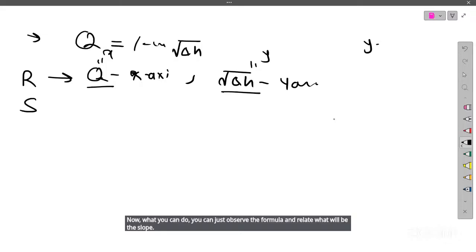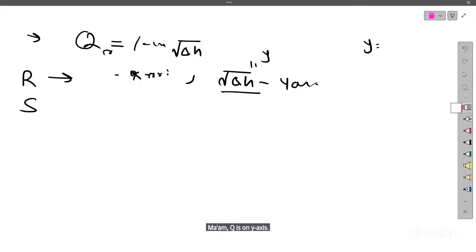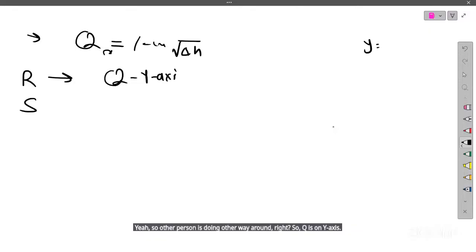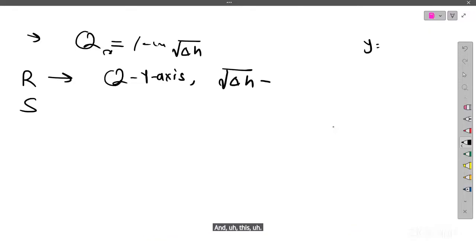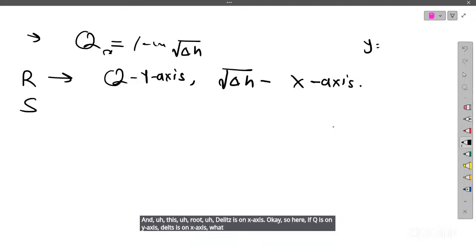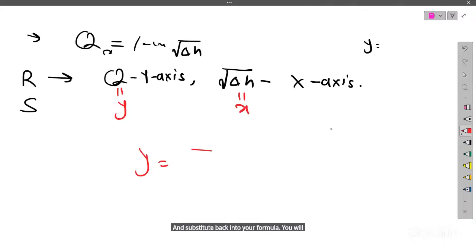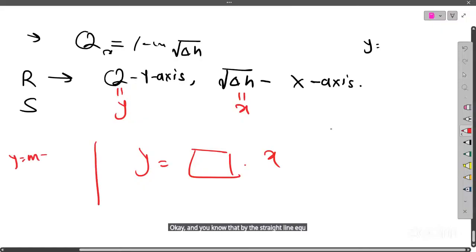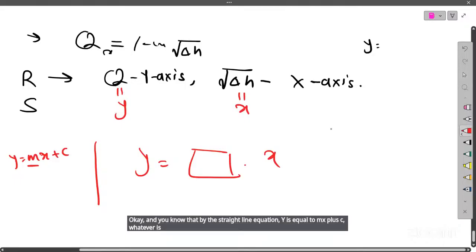Ma'am, Q is on the y-axis. Yeah, so the other person is doing it the other way around, right? So Q is on the y-axis and root del h is on the x-axis. Here you can just assume that Q is equal to y and root del h is equal to x, and substitute back into your formula. You will get y is equal to something into x. By the straight line equation y is equal to mx plus c, whatever is there with x is your slope. So this is your slope.